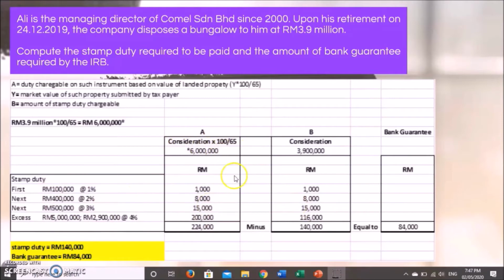At last, we calculated that A is 224,000, as for B it is 140,000. So how do we calculate the bank guarantee? By taking 224,000 minus 140,000, you get 84,000. So the stamp duty is 140,000, and the bank guarantee is 84,000. So that's all from me, thank you.